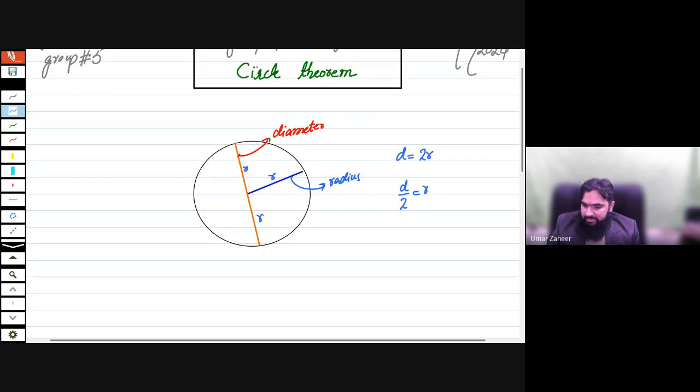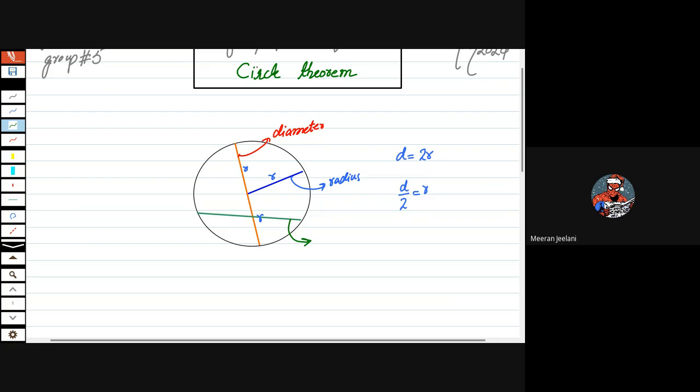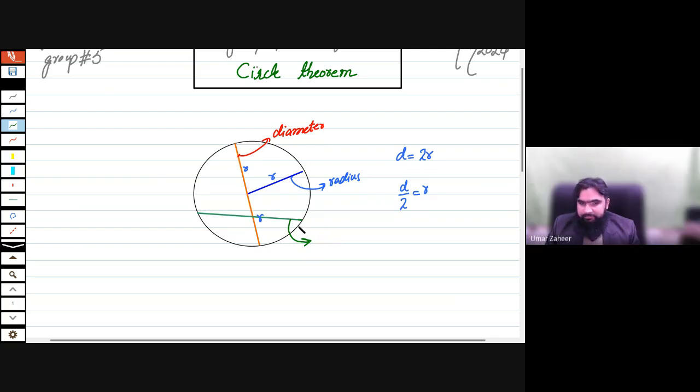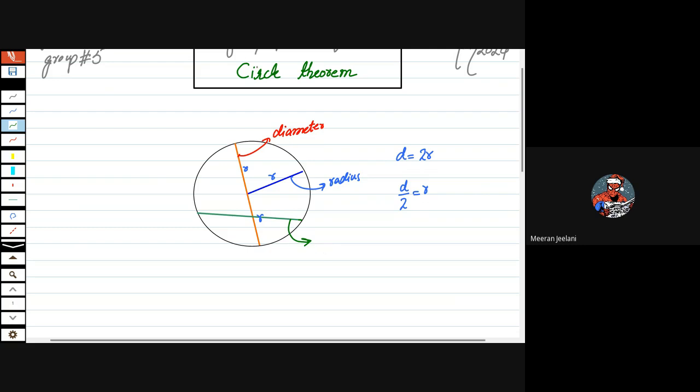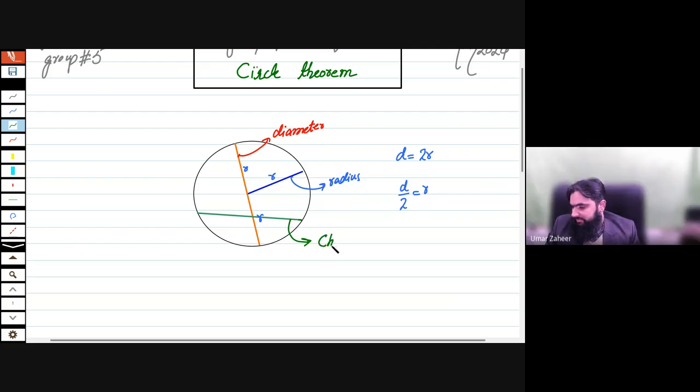If you know about this, please raise your hand. What is it? It is a line that starts from the circumference, ends at the circumference, but does not pass through the center. Yes, Miran. A segment? I am talking about a line. A chord. It's a chord. This is a chord.